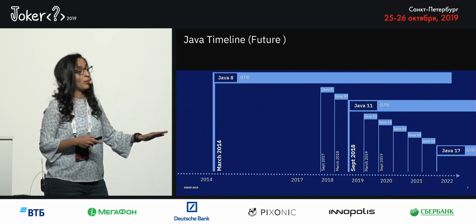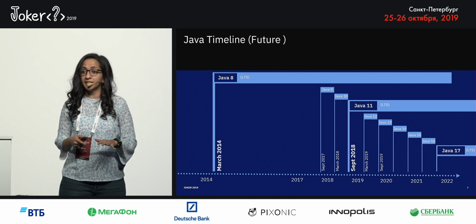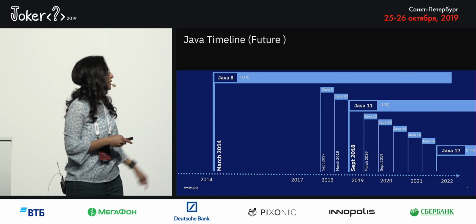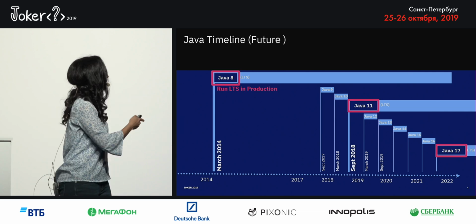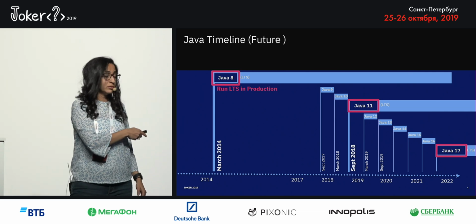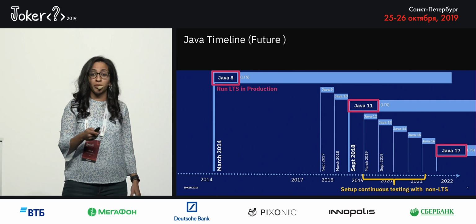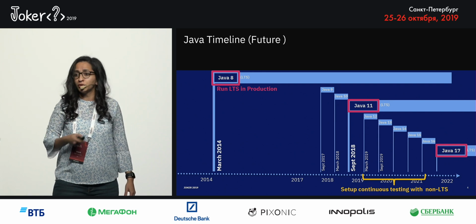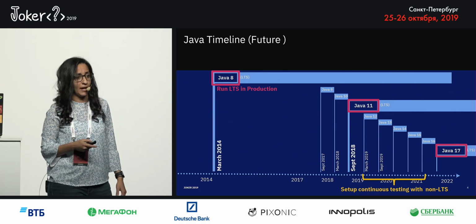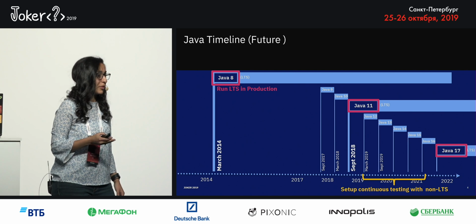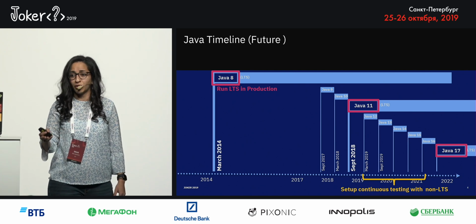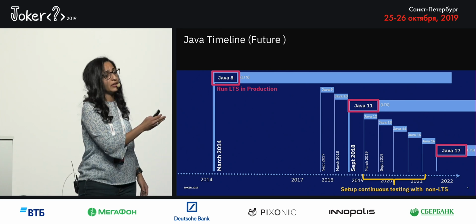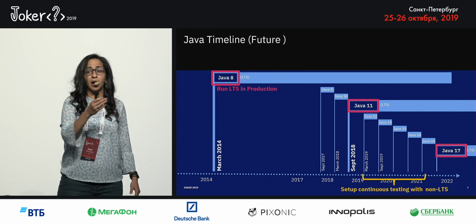If you want to keep going the way that you've been doing your business, you can go from 8 to 11, and then 11 to 17. So my advice is run LTS in production, but test with non-LTS. So if you have a CI/CD pipeline, just continue testing with all those Java versions that are coming out. There's nothing stopping you from doing that. If there's a bug or something breaks your application, then you get a chance to actually fix it instead of waiting 3 years and then discovering all the problems that came in.